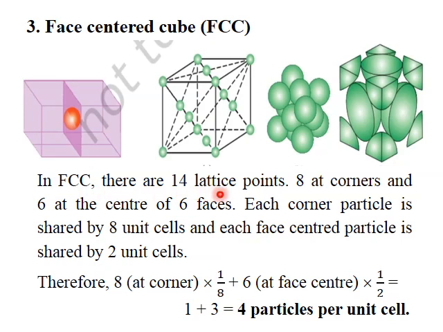So in FCC there are 14 lattice points, 8 at the corners and 6 at the face centers. Each corner particle contributes 1 by 8 part, as it is shared by 8 unit cells, and its contribution is 1 by 8. And a face center particle will be shared by 2 unit cells and its contribution will be 1 by 2. So upon calculation, 8 corner particles, each particle's contribution being 1 by 8, and 6 face centered particles, each face centered particle's contribution being 1 by 2, the answer will be 4 particles per unit cell. So in a face centered cubic structure, there are 4 particles per unit cell.